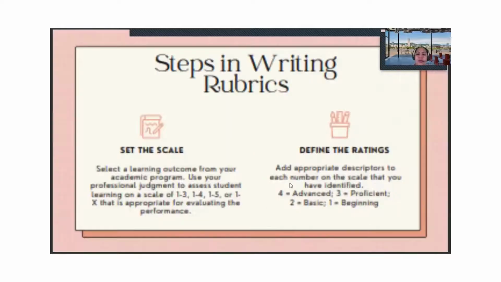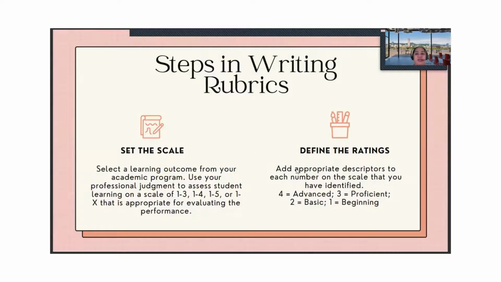So these are the steps in writing rubrics. So for example, set the scale. Select a learning outcome from your academic program. Use your professional judgment to assess student learning on a scale like 1 to 3, 1 to 4, 1 to 5, or 1 to 10, that is appropriate for evaluating the performance. So ito yung mga steps on how to create a rubric. So first is dapat may scale ka. Like 1 to 5, 1 to 3, 1 to 4, or 1 to 10. And then each of the scales should be defined.